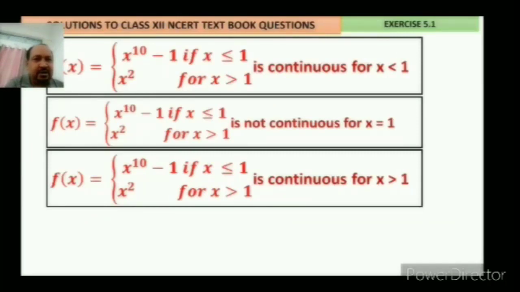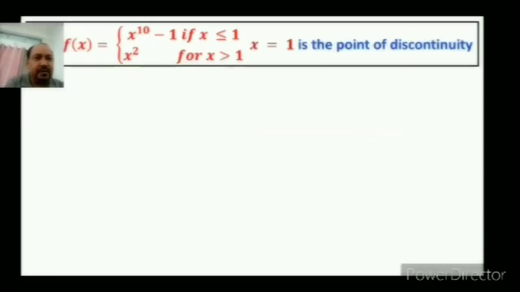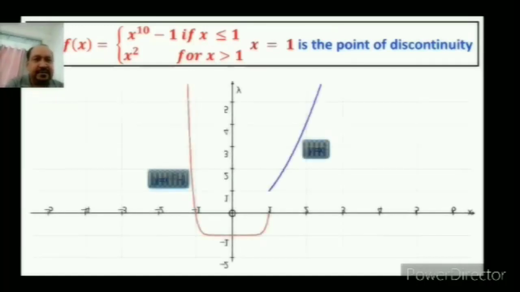Let us summarize all the conditions. This function is continuous when x is less than 1, but not continuous when x equals 1, and it is also continuous for all the values x greater than 1. So x equals 1 is the point of discontinuity. Let us observe the graph of this function.